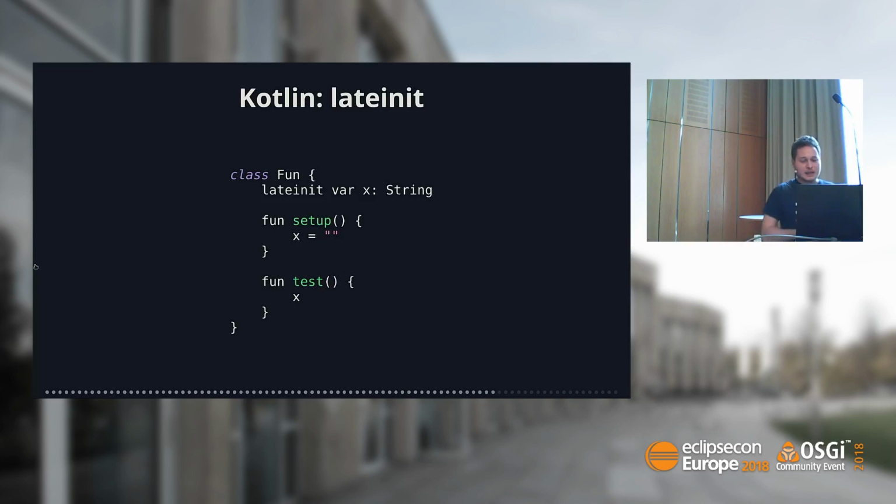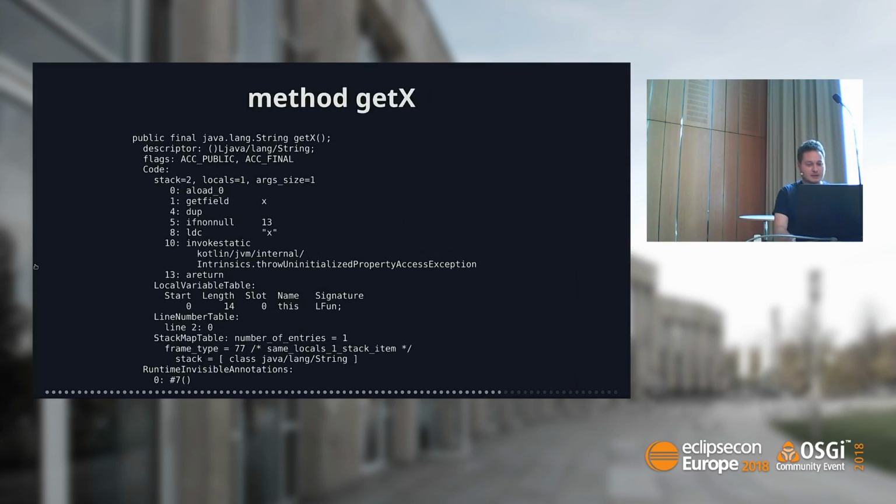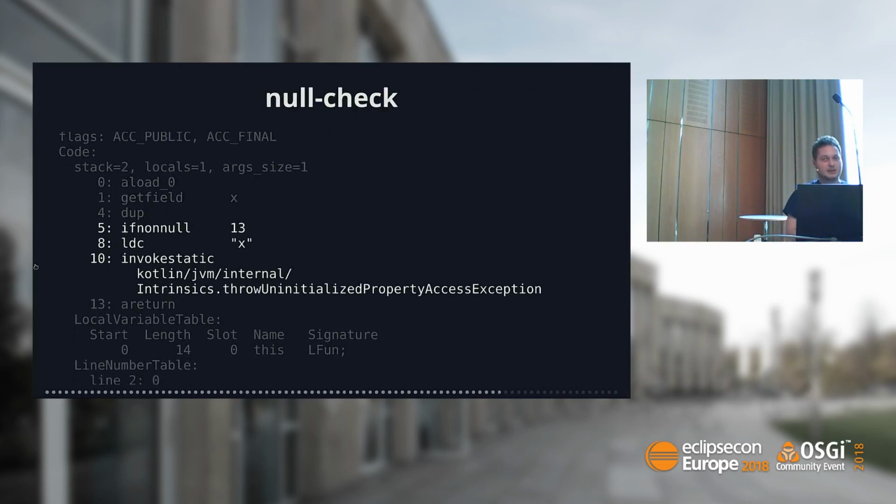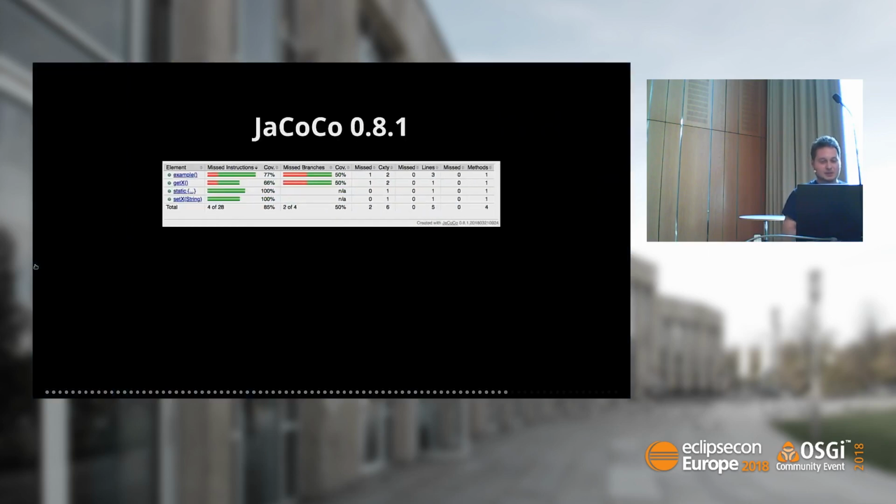For example, it's very handy in a test. In a test, you initialize a field in the setup method, then you use it in the test method, but you don't really want the field to be nullable. So there is lateinit. If you have a look at lateinit, every access to the lateinit property results in an additional null check, which is generated by the compiler. Again, this is not synthetic. There is no way to mark instructions as synthetic, but they need to be filtered out.